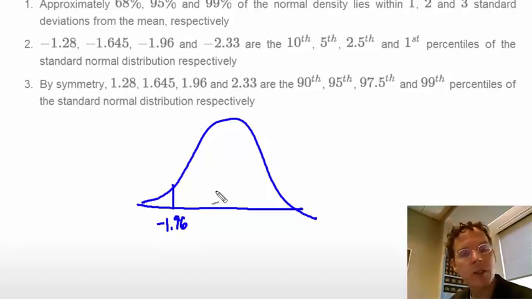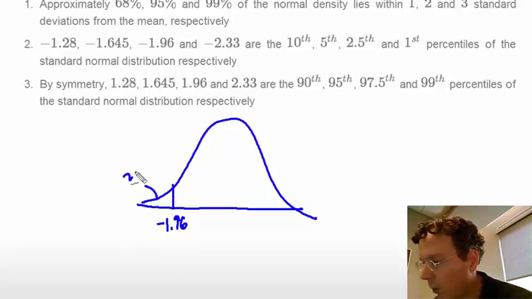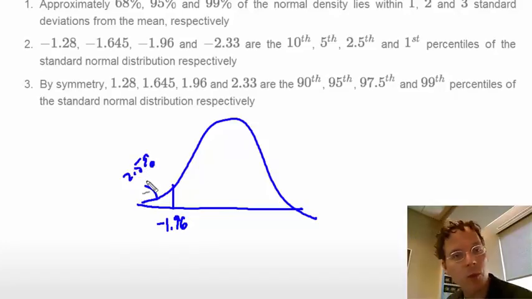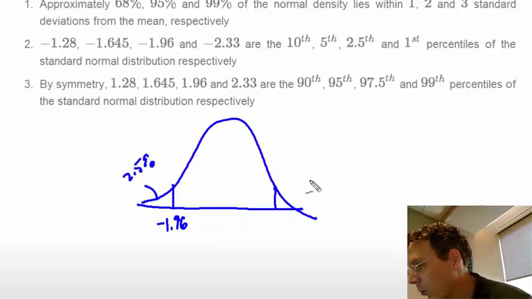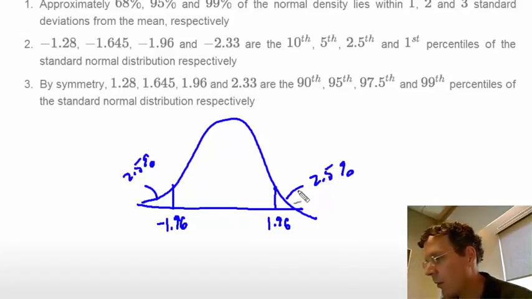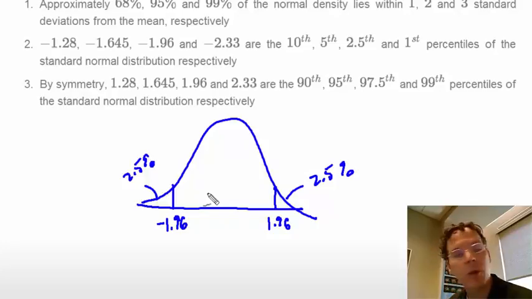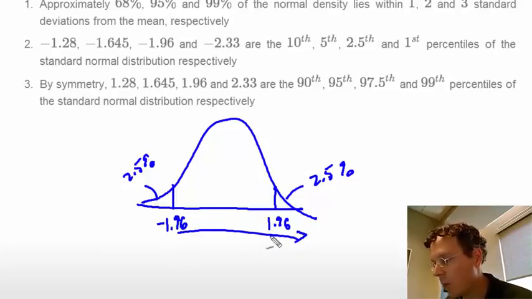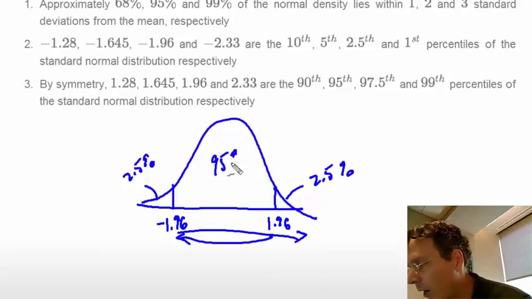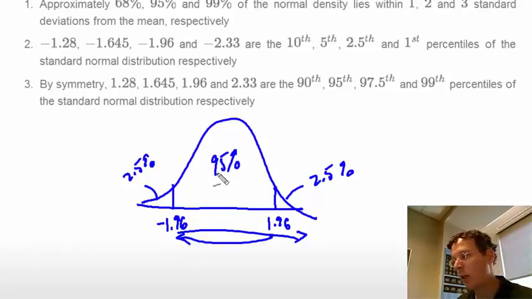Negative 1.96 is the point such that 2.5% of the mass of the normal distribution lies below it, and positive 1.96 is the point such that 2.5% of the mass lies above it. This would mean that 97.5% lie above this point right here, and 97.5% lies below that point right there, so that 95% lies in between.